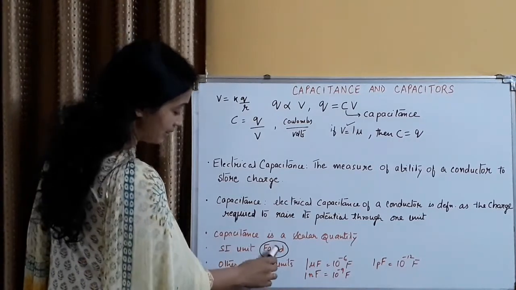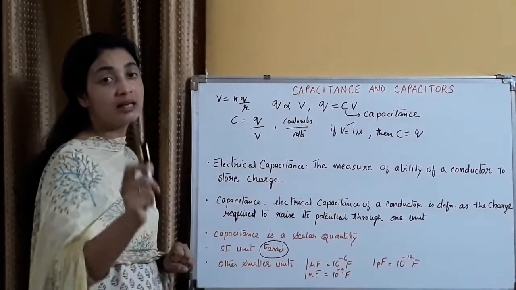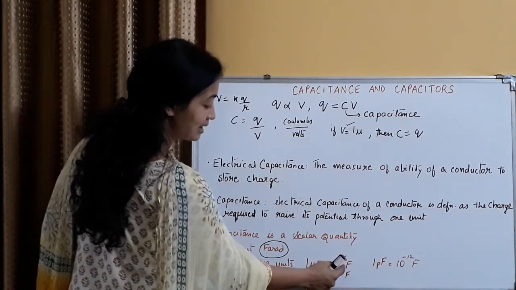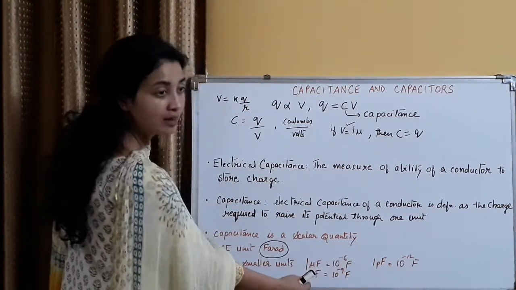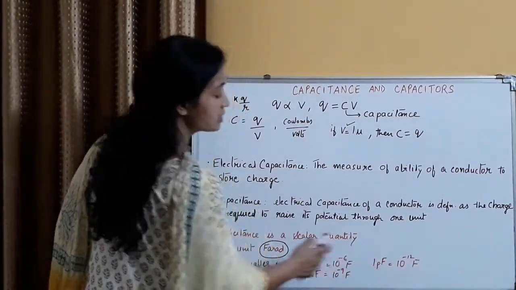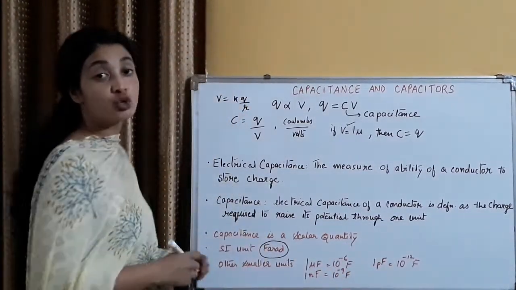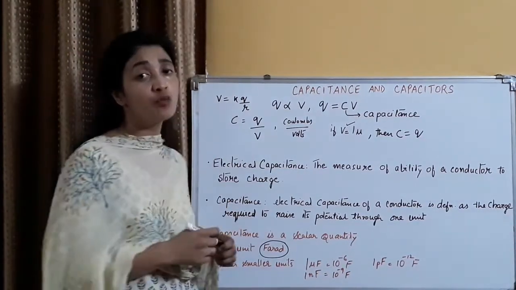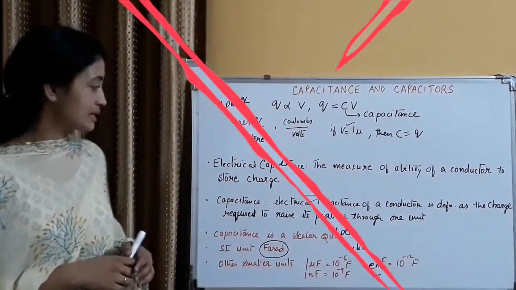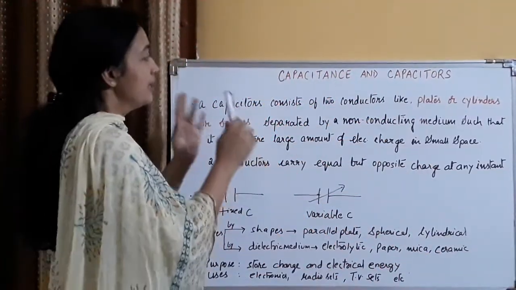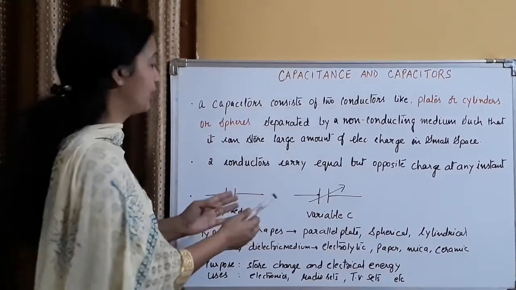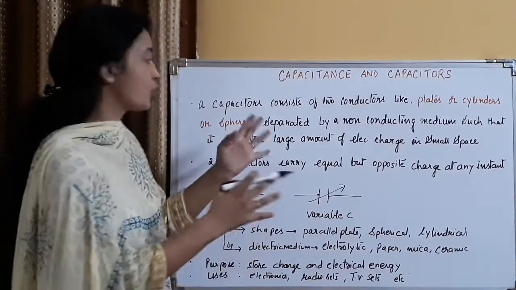SI unit is farads. The other practical yet smaller units are microfarad, which is 10 to the power minus 6 F, nanofarad, which is 10 to the power minus 9 F, and picofarad, which is 10 to the power minus 12 F. Now we will continue with types of capacitors and basic principle of capacitor: what are the different types of capacitors we can have, how can we represent them pictorially, and what are the uses and all these things.